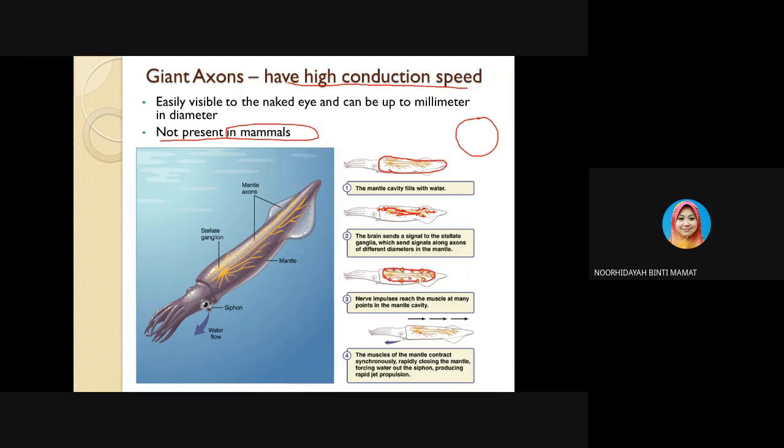Then the muscles of the mantle contract synchronously and rapidly, closing the mantle, forcing the water out from the siphon. This can produce a rapid jet of propulsion. So this is how the diameter of the axons influences the animals.